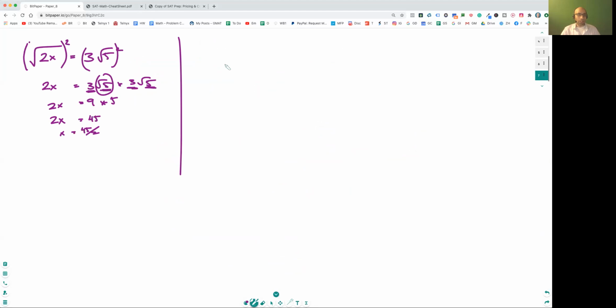Let's try one more. Square root of 3x is equal to 5 square root of 3. Let me know what you think the answer is. Remember, you have to square this side and square this side.